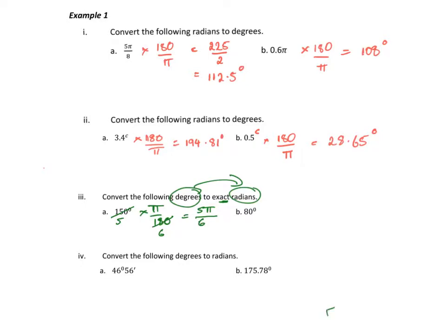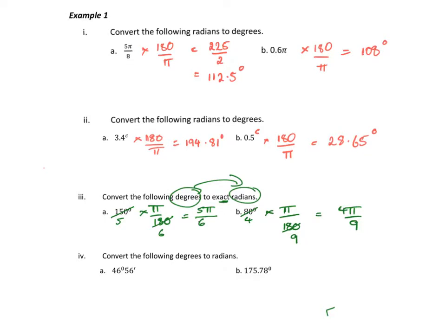So let's look at the next one here. Again, it's 80 degrees, so I'm going to times it by pi on 180. Now what goes into 80 and 180? Well, I think the biggest number I can think of is 20. 20 goes in 4 times, 20 goes in 9 times. So I'm left with 4 pi on 9. So that is an exact radian.